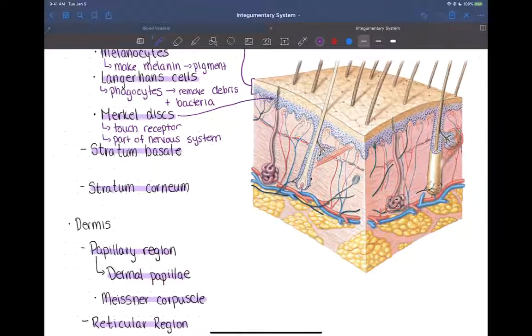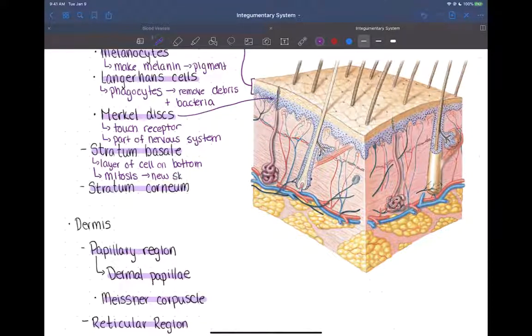This is a layer of cells on the bottom of the epidermis. They sit right at that basement membrane, and their function is mitosis. They are the only cells, right? Only cells in the stratum basale can undergo mitosis. So these are the cells that are dividing to make new skin cells. The job of the stratum basale is mitosis and making new skin cells.